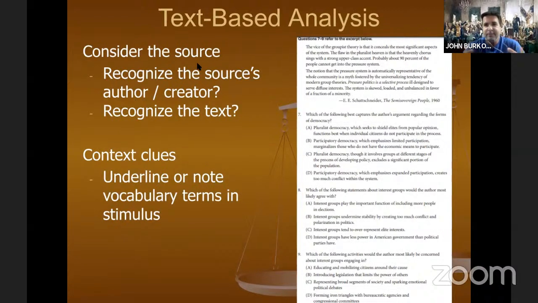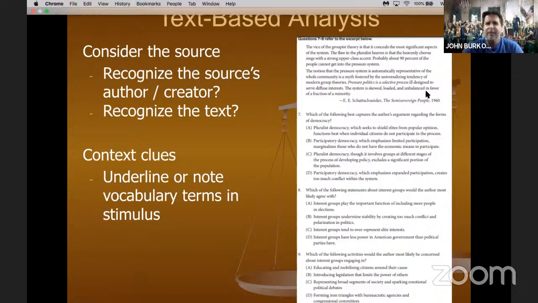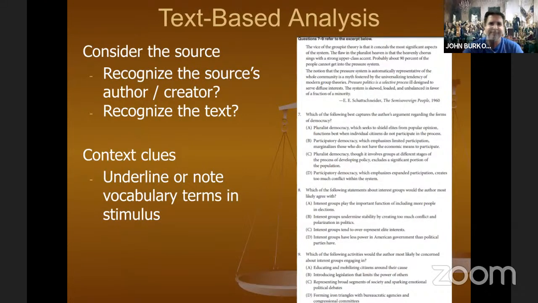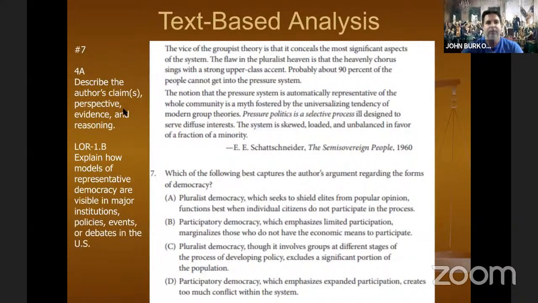Now, recognize the text. It's an excerpt from The Semi-Sovereign People, not something you might know. But if it was Federalist 10, you'd be like, oh, I got this, I know what the main idea is. You could get lucky with Federalist 10 or Federalist 51, a required document. So consider the source when you approach these. And then, of course, context clues. Underline or note any vocabulary terms in the stimulus. Let's dive into this quickly. For this question, you're describing the author's claim and perspective. Let's underline this. So we have group theory, groupist, all right.